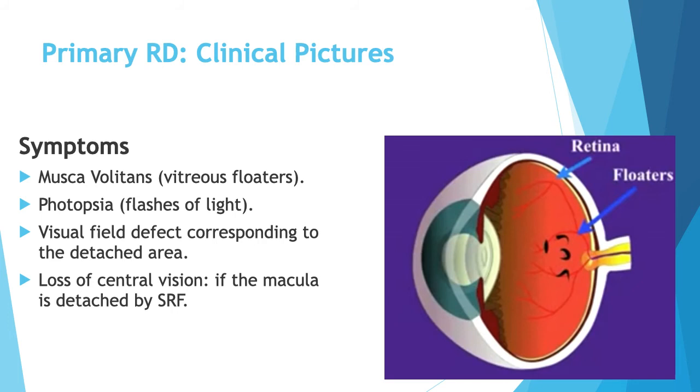Let's see what the symptoms are. Patients come in with what? Sometimes at the beginning, only muscae volitantes, vitreous floaters. You see a lot of black objects, which sometimes look like a comma. Sometimes it's rounded, sometimes it's large, sometimes it's web-like.